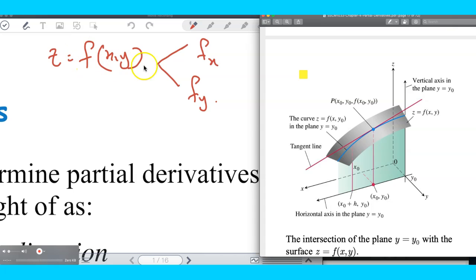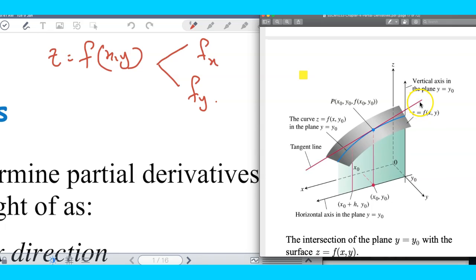Let's say you have a function of two variables, so you have a surface in the gray color here. At this point you want to determine the slope. The slope of the tangent line is given in red. As we know, the differentiation of the function with respect to x or y is actually computing the slope or the rate of change with respect to x or y. Here it means you want to know the slope or the rate of change in the direction of the x-axis. So in this case you have fx, which means only x is changing but y is constant.